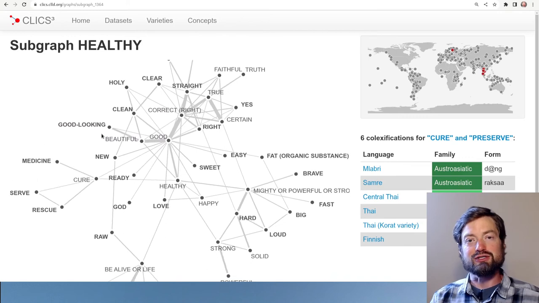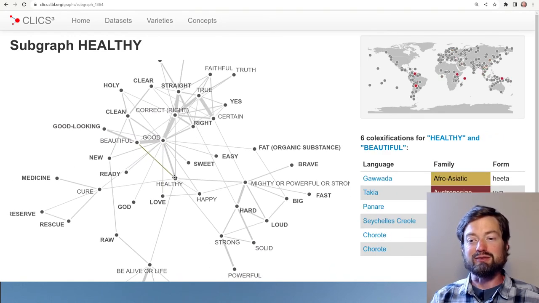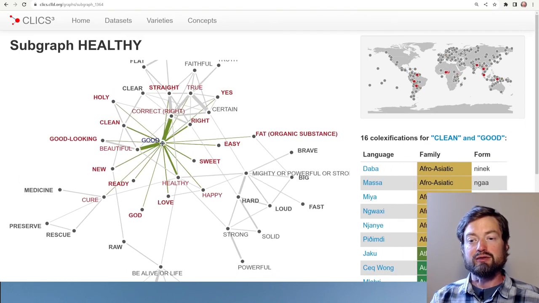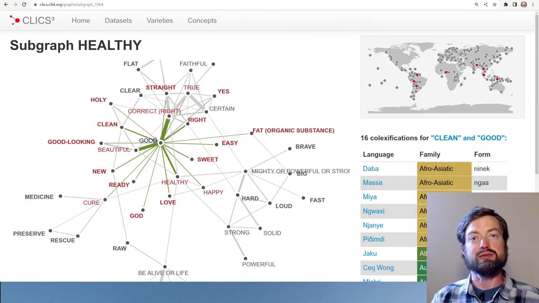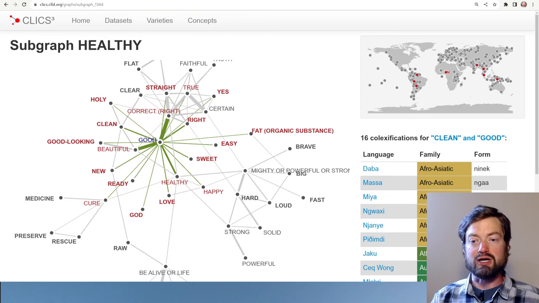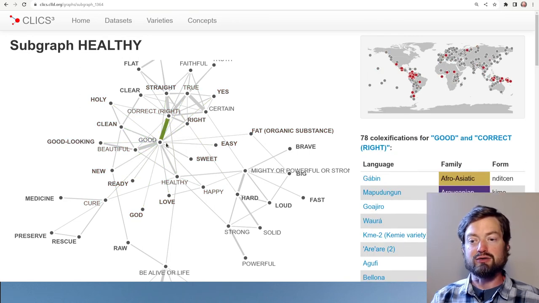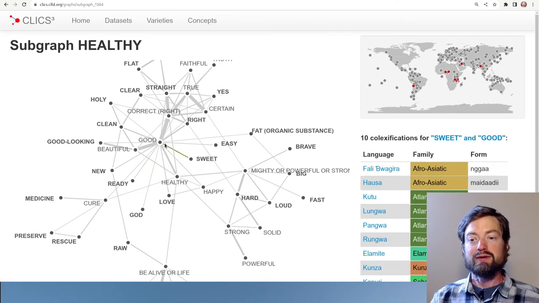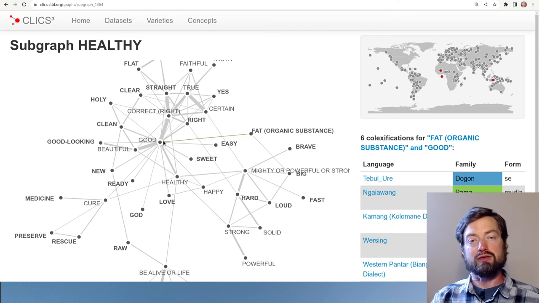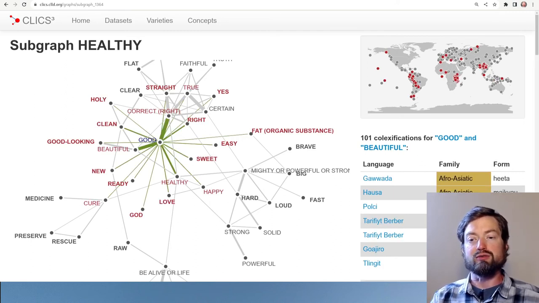Now, look at this beautiful collection of words here. We have the concept of healthy, the concept of good, one of the most basic concepts that we have as humans, this concept of what is good. And you can see the things that relate to good: good and beautiful, good and right, good and sweet, healthy, good, love. The thicker the line, the more languages use a single word to express both those concepts. So you can imagine that in many languages, good and beautiful is simply the same word. It really gives us a picture of the way that concepts are laid out in our minds. It really is a window into how meanings can be structured.